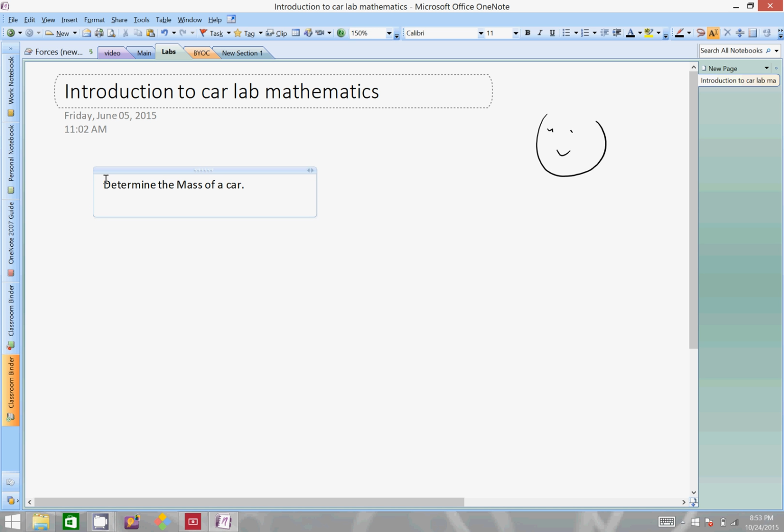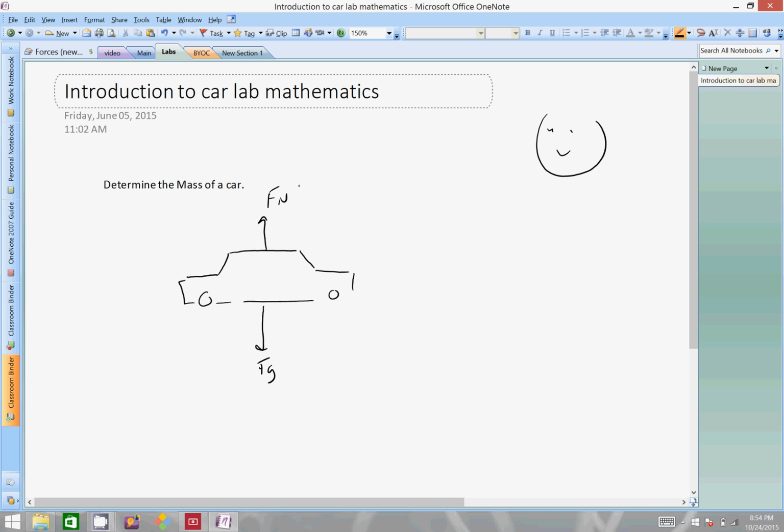Let's draw a picture of it. We're going to take a car and have several students pushing the car with force plates. Here we have our car, and of course if the car is just sitting there, it has balanced forces on it without anybody pushing on it. There's the force of gravity, and then there's the normal force. If no one's pushing the car, it just sits there.